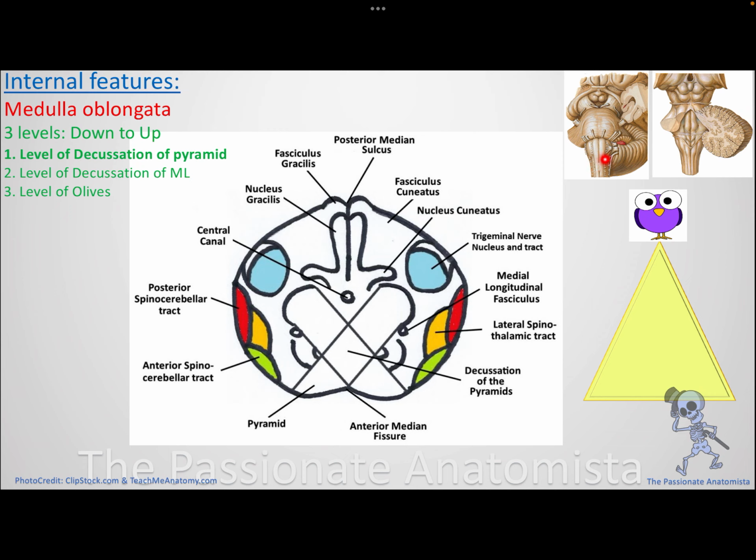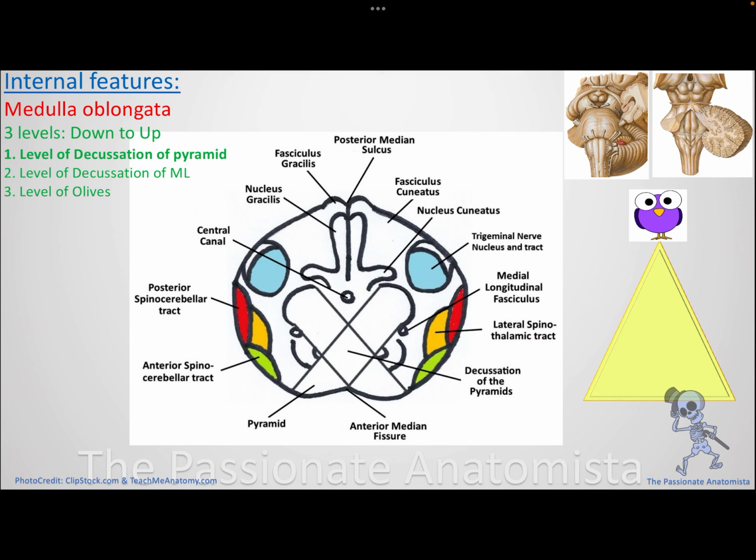And then we have the level of the sensory decussation. It's deep inside. We cannot see the decussation outside. And then we have the level of the olives. Can you guys see the olives? It's the highest level. How will you be able to remember them in the exam, and how will you be able to envision them in the written exam without having pictures?